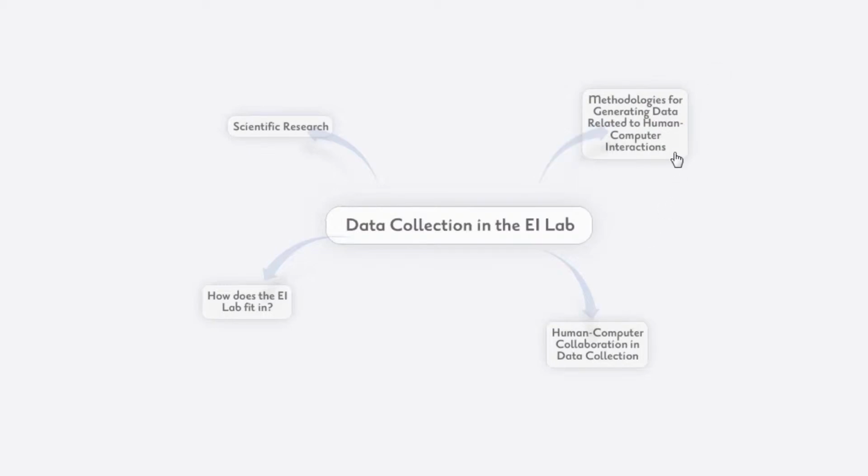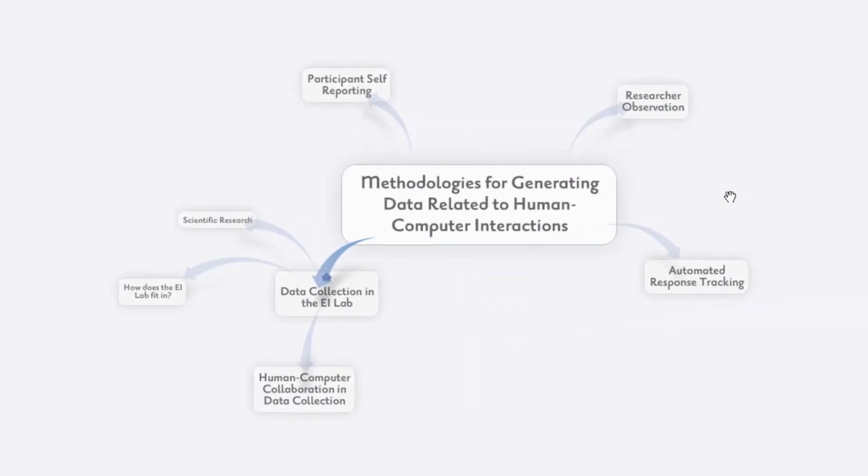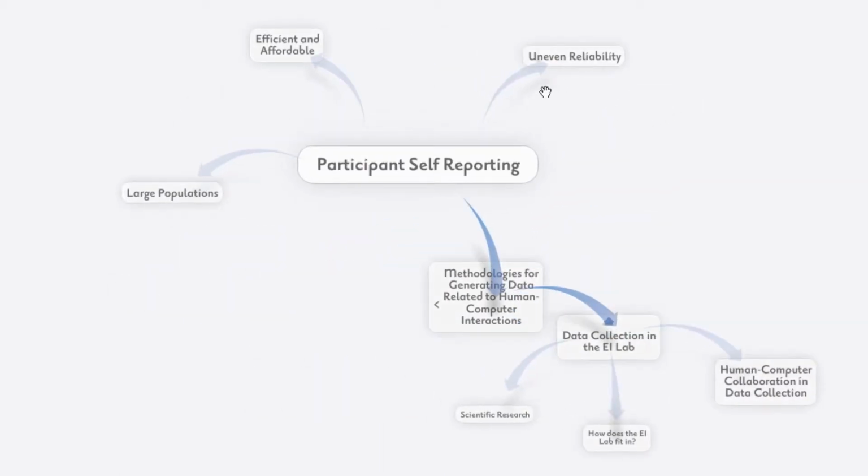Methodologies for generating data related to human-computer interactions can be divided into three basic types. These are participant self-reporting, researcher observation of live or recorded activity, and automated response tracking. Each of these approaches, taken separately, possesses strengths and limitations. The use of self-report instruments allows researchers to gather data from large populations efficiently and affordably, but may provide data of uneven reliability.